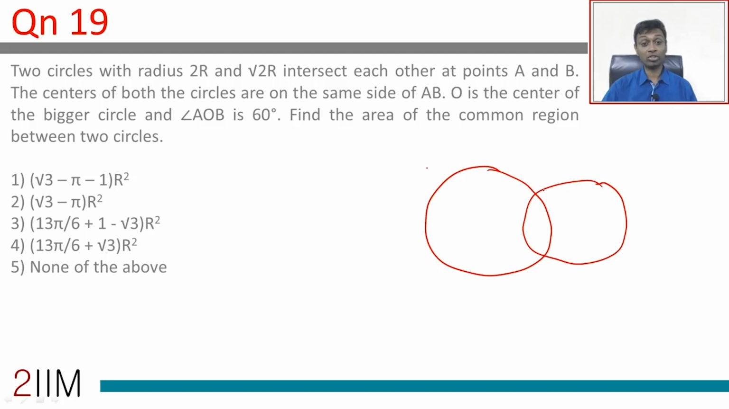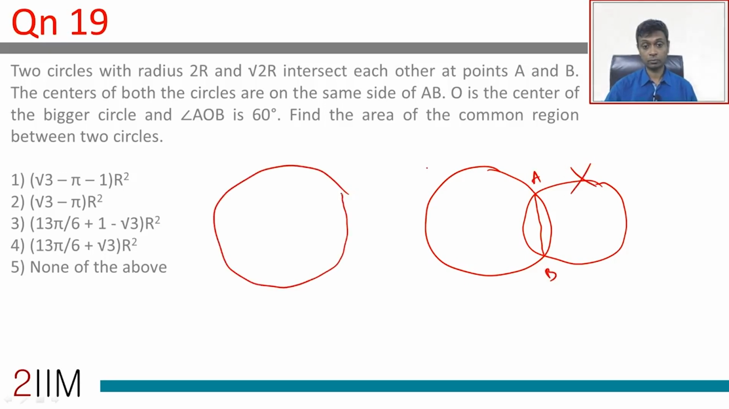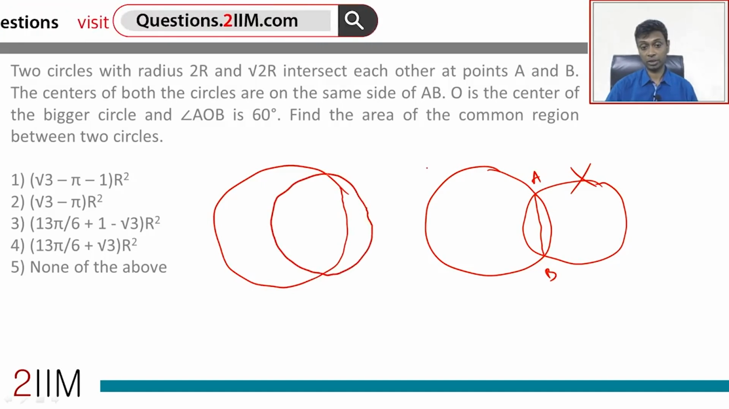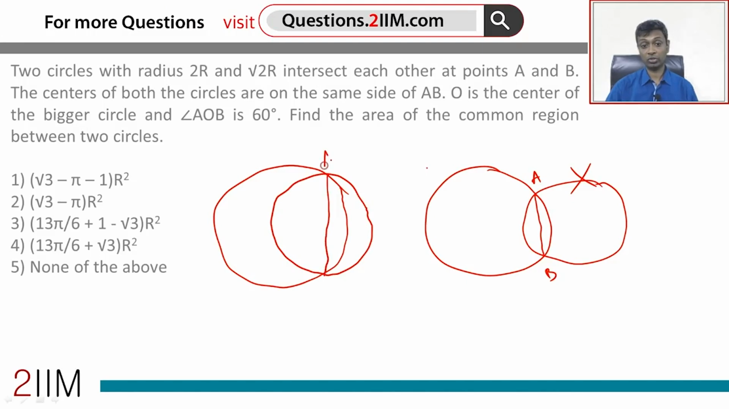The centers of both the circles are on the same side of AB. So clearly, this diagram is wrong. We're looking for a diagram like this, this being AB. This itself is difficult to get, so keep an eye on this.